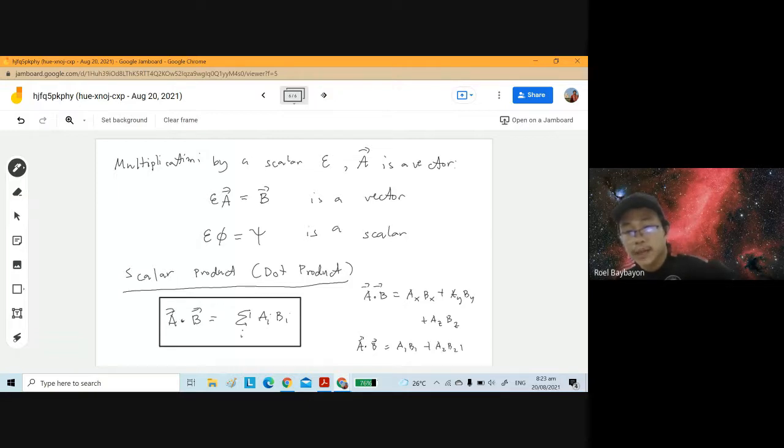B2 plus A3, B3. And this one can be written in summation notation, which is equal to the summation of AI's, BI's, where I runs from 1 to 3 in 3 dimensions. Okay? That is why I use 1, 2, 3, so that I can write it into a summation notation.